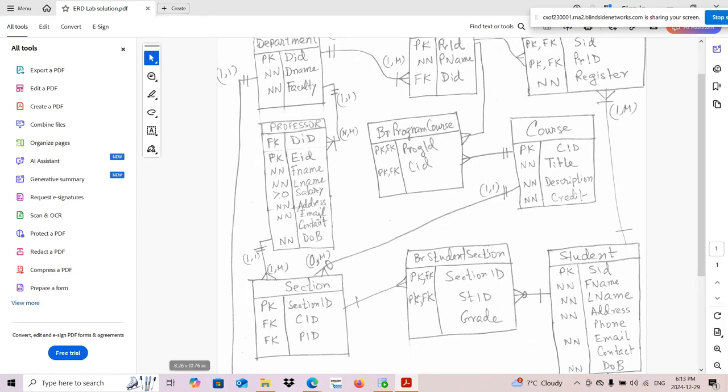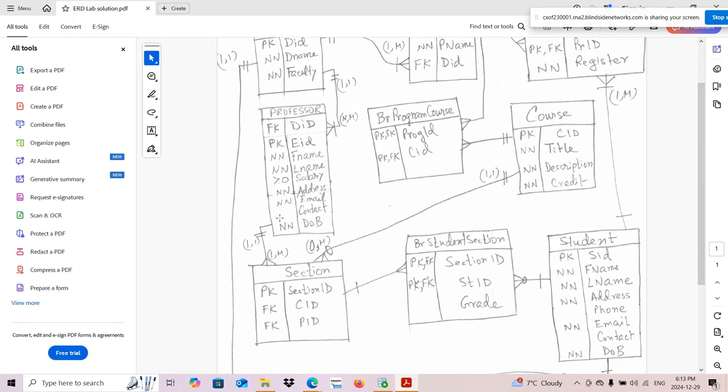So immediately we know that in the bridge table, we bring the participating entities' primary keys. So DID comes here. We have a section ID. That's the primary key, not the professor ID. So EID, the professor ID, is the primary key there. So that comes here as a foreign key. Similarly, course ID is the primary key. That comes here as a foreign key. And we don't want to make them a composite key. So we introduced a surrogate key, an extra column called section ID.